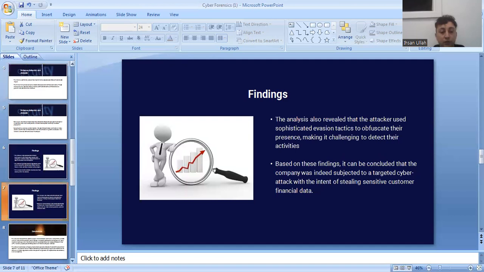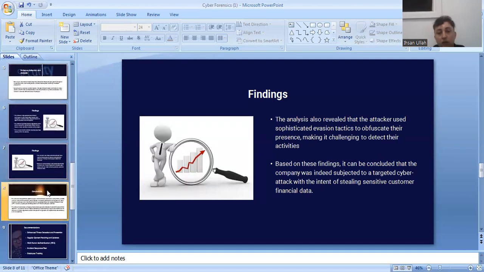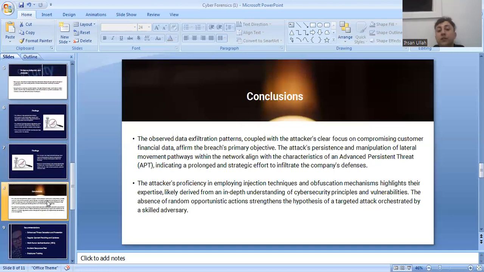Now look at the conclusion. Let me open the slide of the conclusion. Yeah, it's here. The observed data exploitation patterns, coupled with the attacker's clear focus on compromising customer financial data, affirm the breach's primary objective.